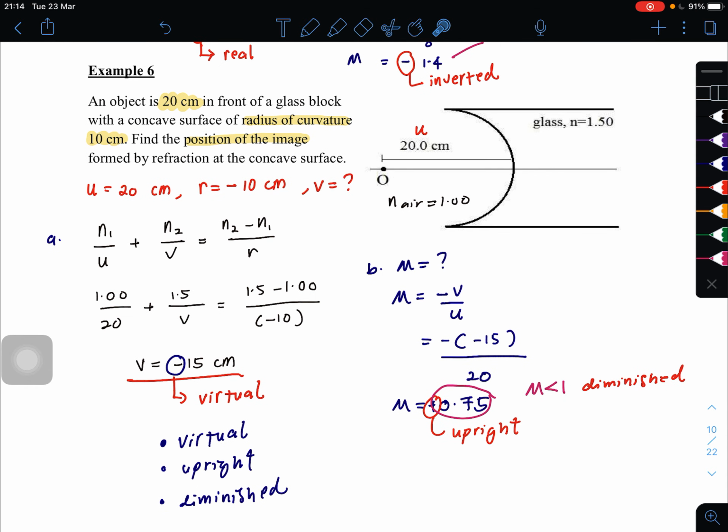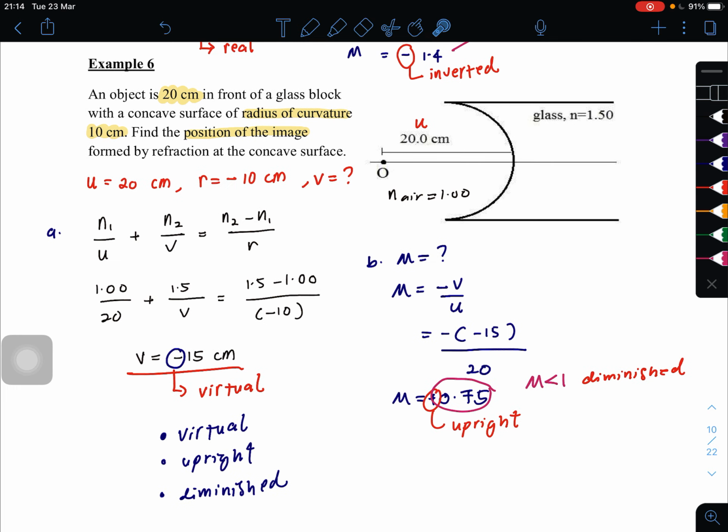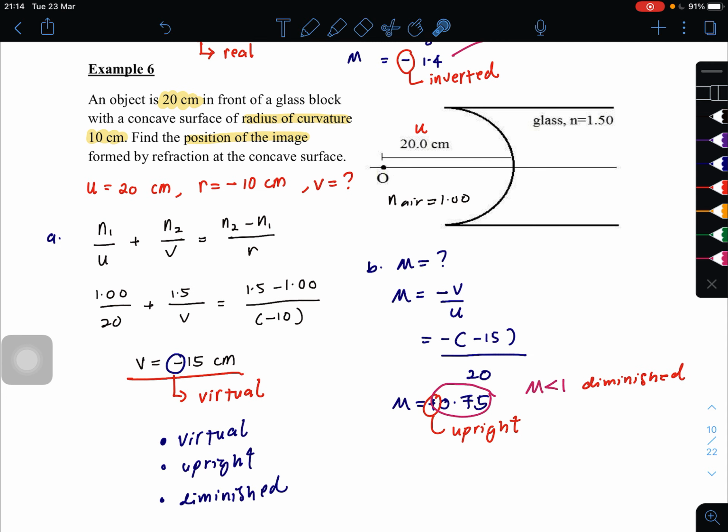Maksudnya image tu akan terbentuk dekat sini. Okay, dia akan virtual untuk surface bermaksud dia adalah same side as the object. Object dekat sini maksudnya image tu akan terbentuk dekat sini lah. Okay, so dia akan berbeza dengan cermin. But we know that if it's negative, it will always be virtual. Okay, so that's all for example 5 and 6.